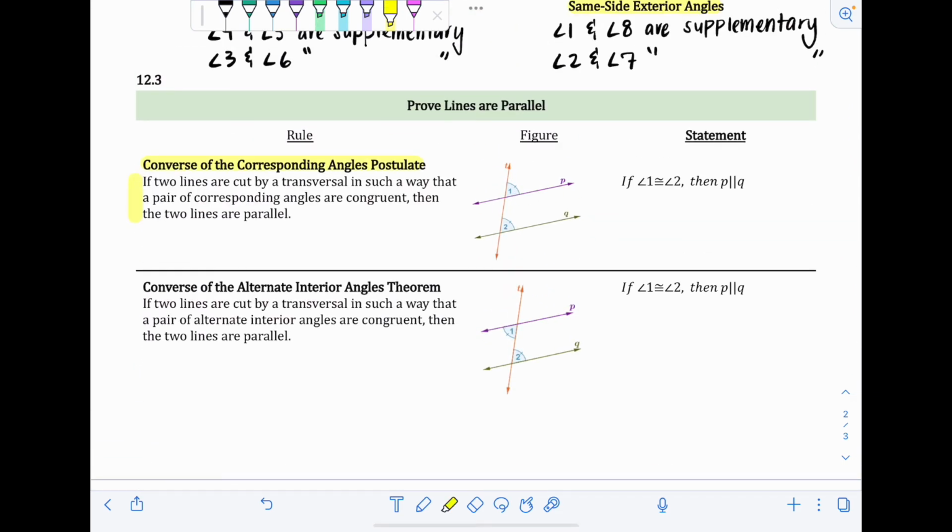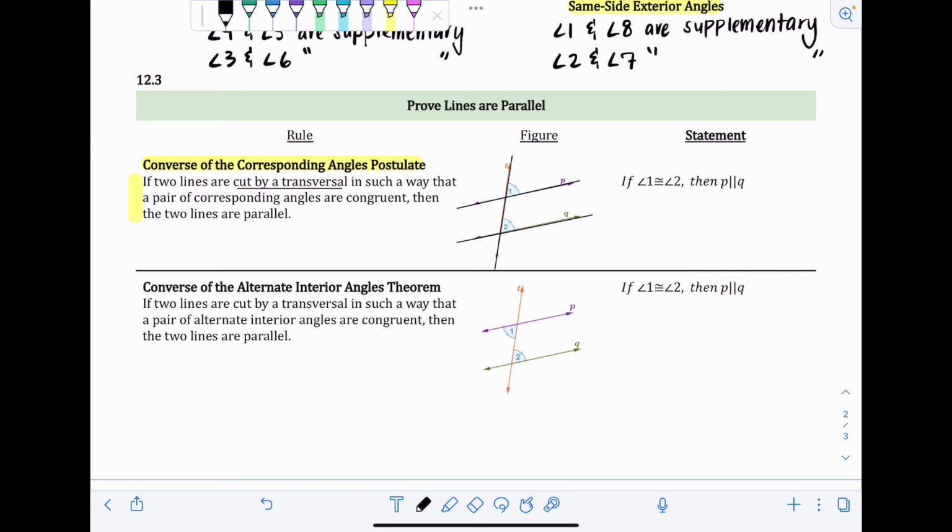So right here, if two lines are cut by a transversal in such a way that a pair of corresponding angles are congruent, so it starts with those corresponding angles being congruent, then the two lines are parallel. It finishes with that. So with the figure picture, we have two lines, P and Q. We don't know if they're parallel. And then those two lines are cut by a transversal. So they're cut by T.